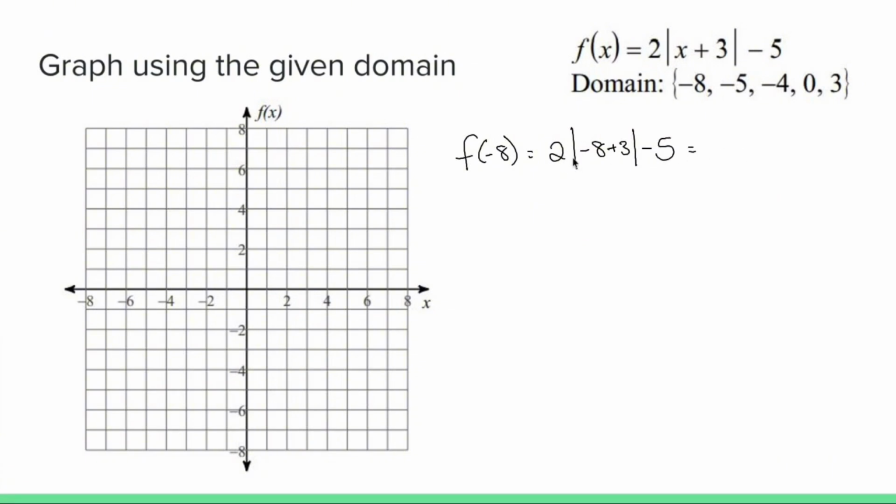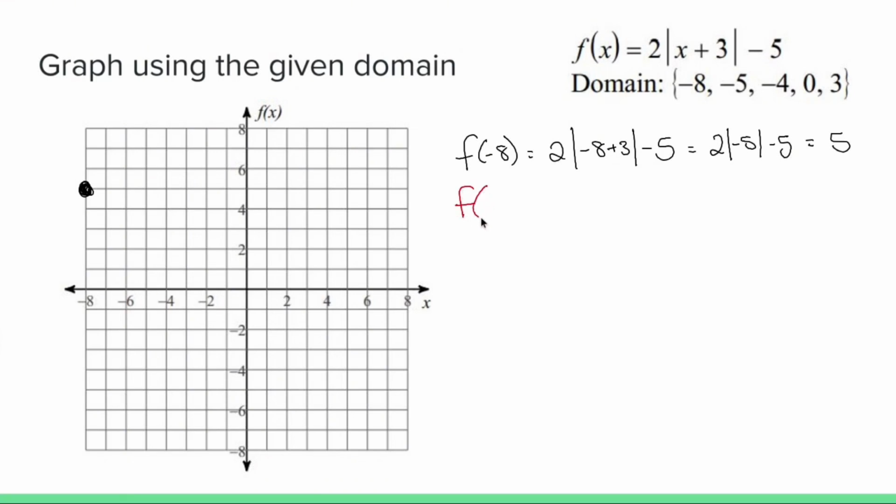Now let's do all of this math. 2 times the absolute value of negative 5 minus 5. Now I'm running out of space, so let's be quick. The absolute value of negative 5 is 5. 5 times 2 is 10, and 10 minus 5 is 5. So when I use negative 8, I get 5, so negative 8, 5 is going to be one of my points. I did a lot of hand waving there, so I did a lot of mental math. Hopefully you guys are okay with that.